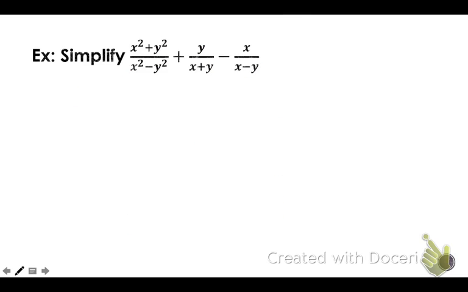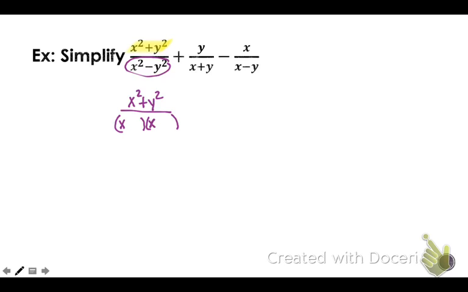All right, let's try 2 more and see how you do. Let's take a look at this one. In order to add or subtract 3 fractions, again, we need a common denominator. So let's start by factoring. The numerator here is not factorable. Be careful. It's a sum of 2 squares, and there is no way to factor that. I can, however, factor the denominator. The denominator is a difference of 2 squares.